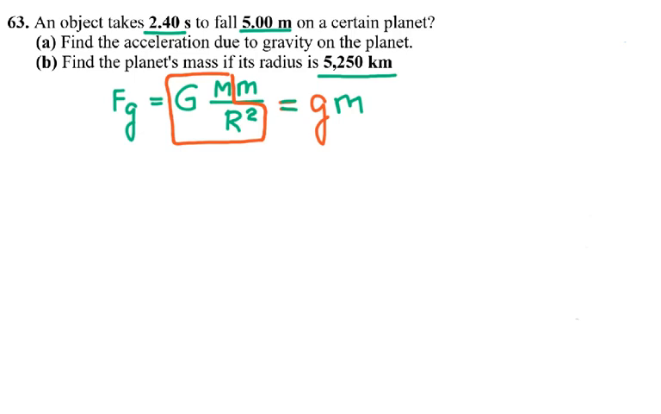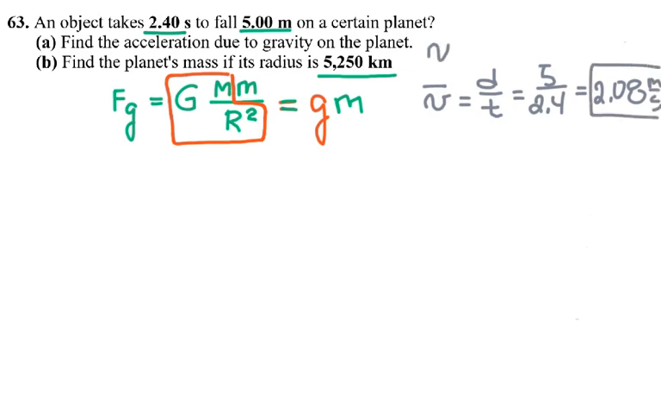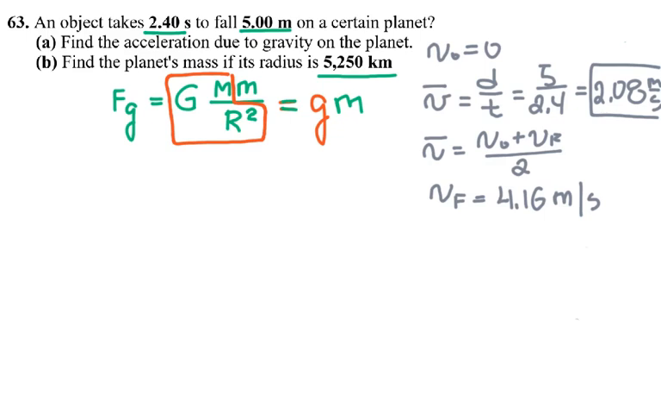So if I know that it takes 2.4 seconds and 5 meters, I can find average velocity. The average velocity in this case is equal to the distance over time, which is 5 over 2.4, giving me 2.08 meters per second. If the initial velocity is 0, I can find the final velocity because average velocity is equal to initial plus final divided by 2. Then your final velocity is equal to twice the average velocity, which is 4.16. So the final velocity of the object when it traveled 5 meters was 4.16.